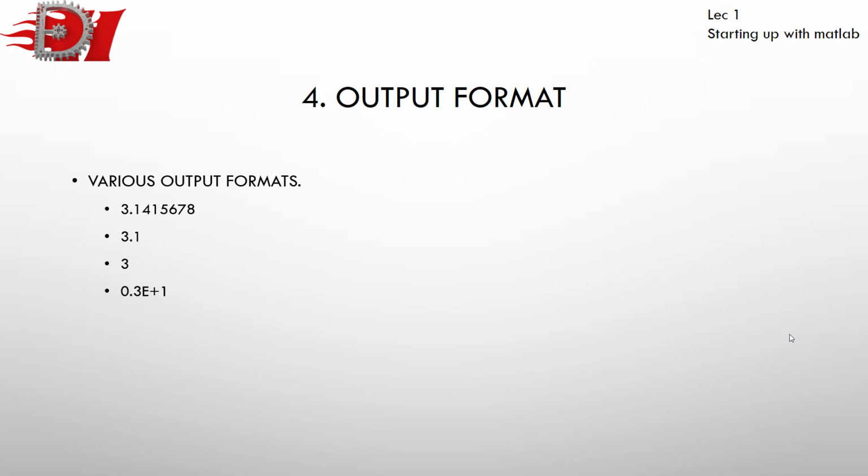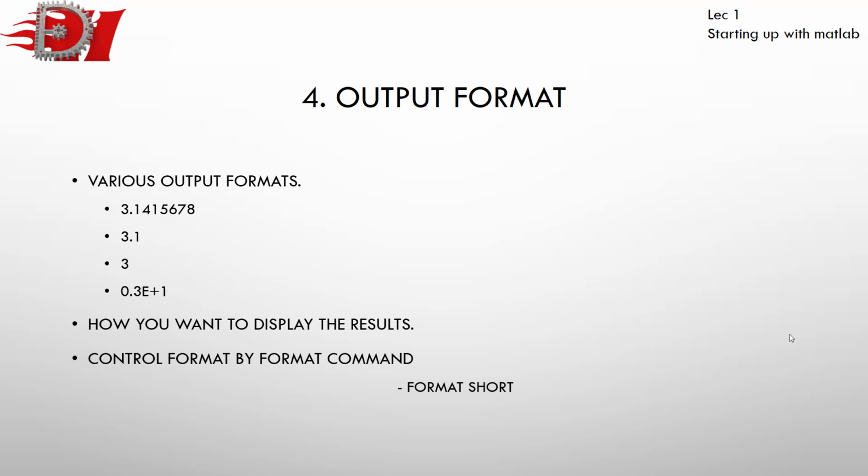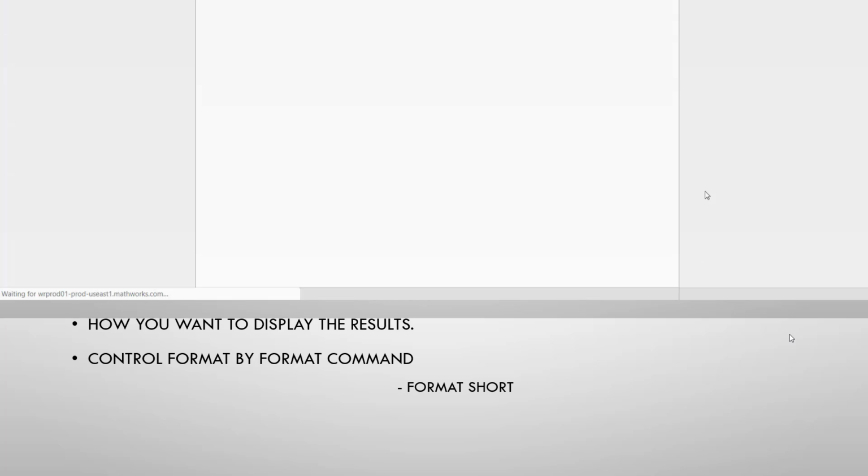The output can be in different formats. For example, it can be a full integer, it can be in scientific notation, or it can be a long string of numbers. So it really matters how you want to display the numbers. You can change the format with the format command.